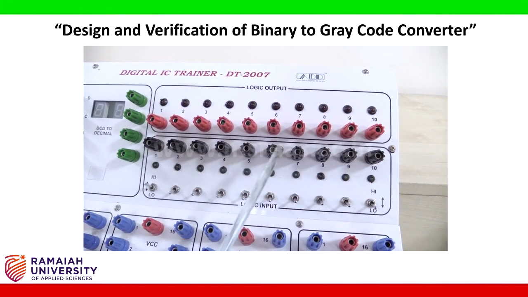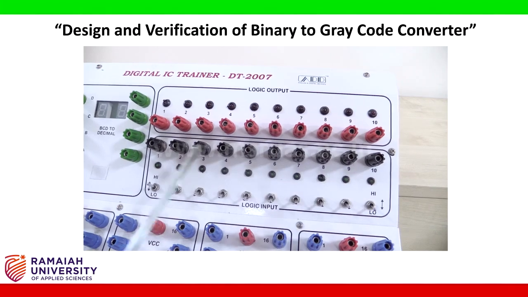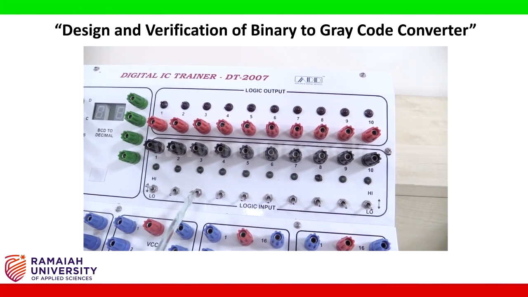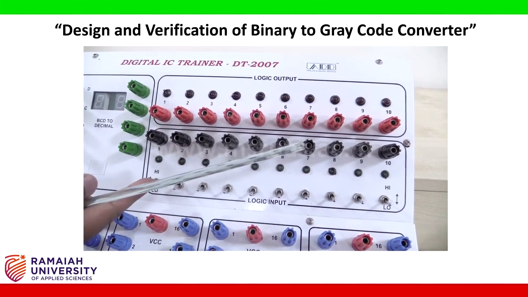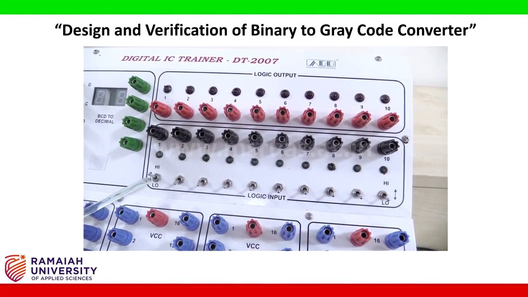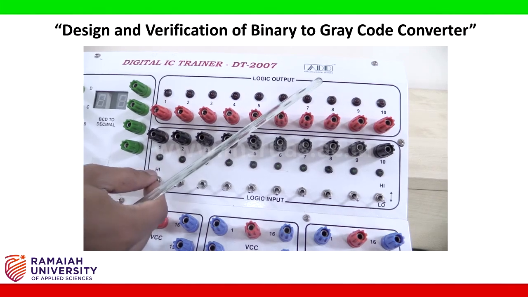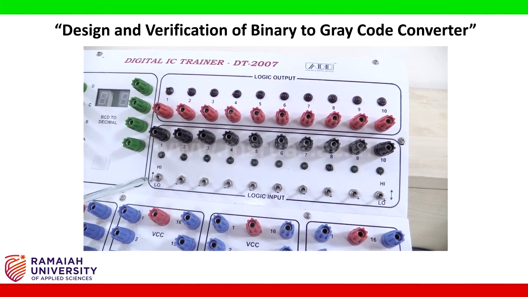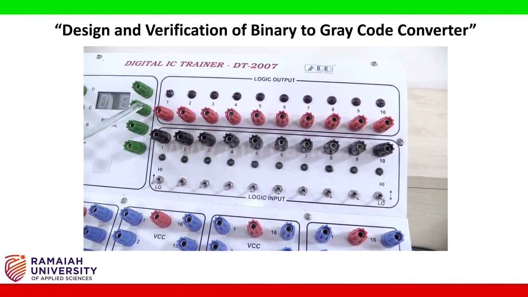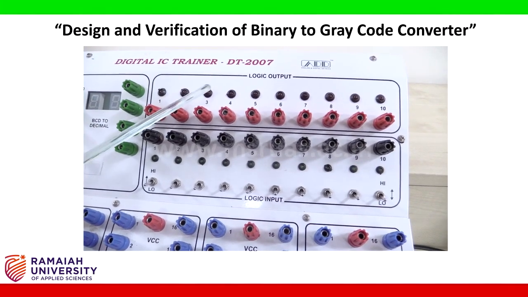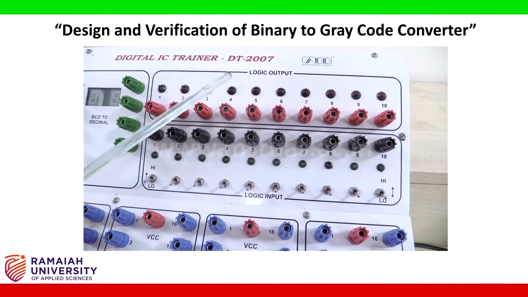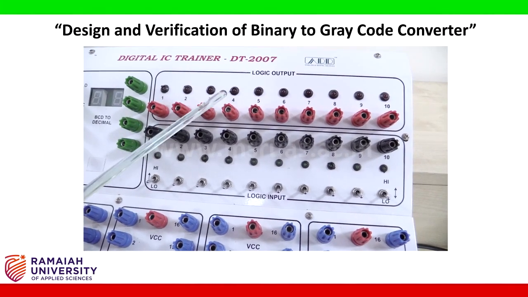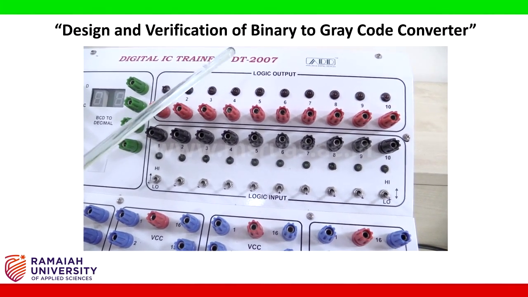Here we are going to connect the inputs, and inputs can be varied by varying the toggle switches which are present here. If you keep the toggle switch to the top position, that means the input is high, and if you keep it to the low position, that means the input is low. Output can be verified by looking at the LEDs. If the LED is on, that means that particular output is high. If the LED is off, that means the particular output is low.